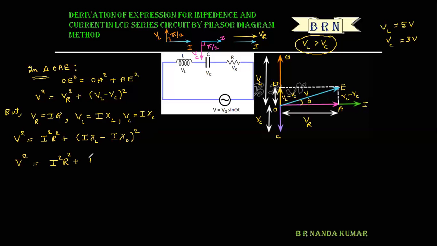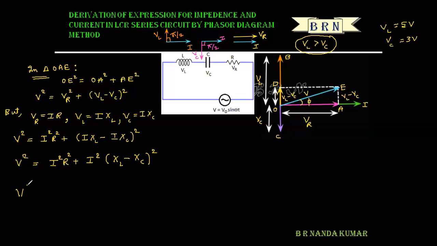What happens? That is I square. First I is taken as common. After that, I is taken outside the square bracket. So it will become I square of (XL minus XC) whole square.